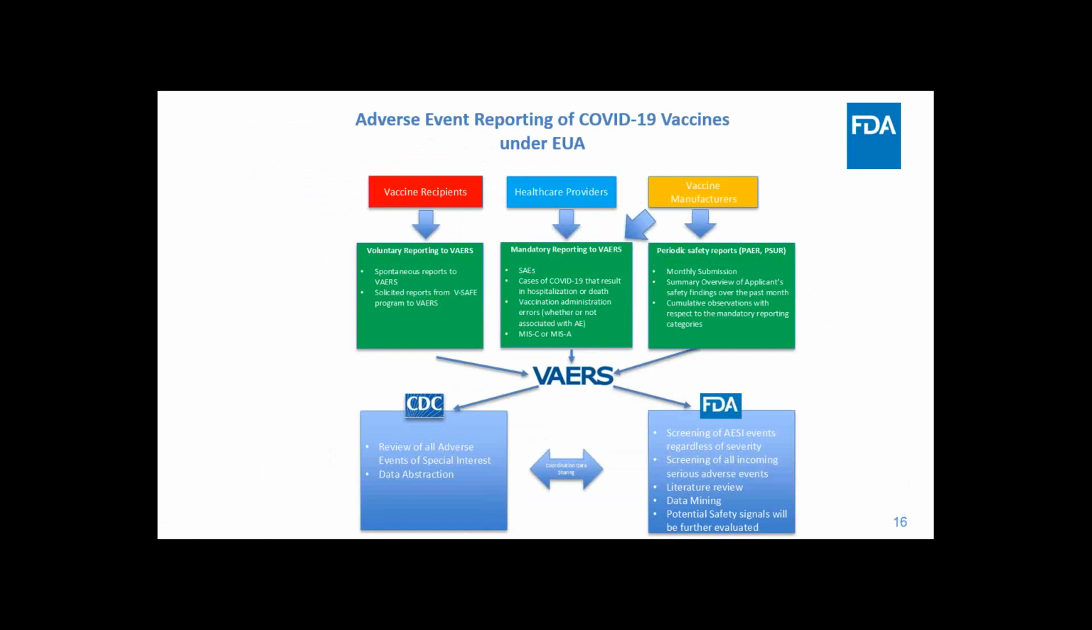CDC and FDA have complementary roles in assessing the safety of the vaccine. CDC reviews all the adverse events of special interest and does data abstraction, among other things. Here at FDA, we screen the adverse events regardless of severity. We screen all incoming serious adverse events. We perform literature reviews, data mining, and of course, potential safety signals are evaluated further. So there's close coordination and data sharing between these two government agencies. Next slide, please.